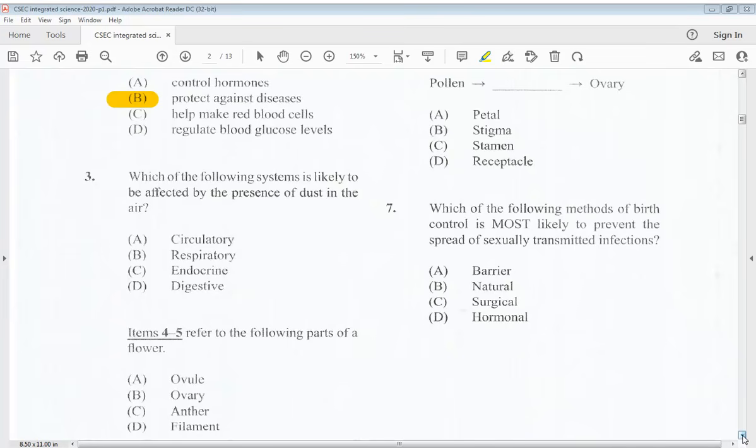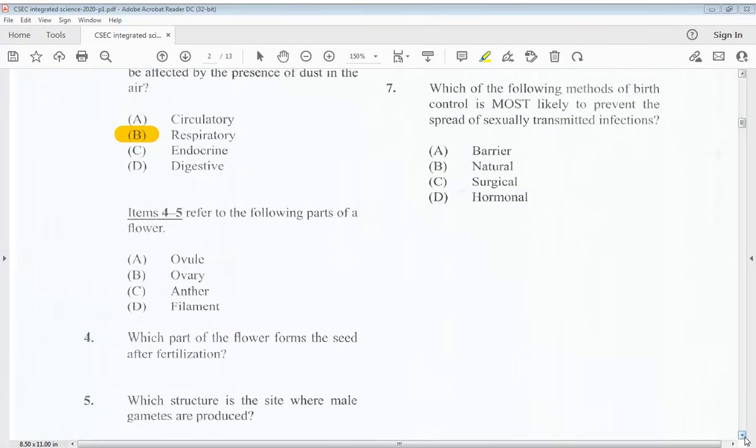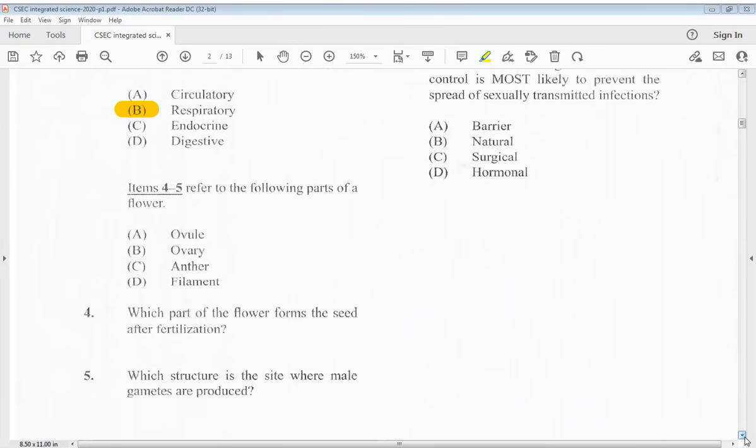Which of the following systems is likely to be affected by the presence of dust in the air? The answer would be B, respiratory. You can go ahead and take a look at items 4 to 5. It's based on the flower. 4, which part of the flower forms the seed after fertilization? We know the answer is A, ovule.